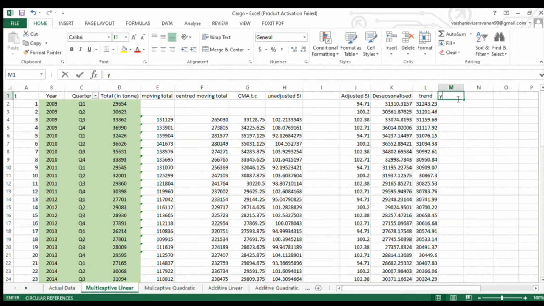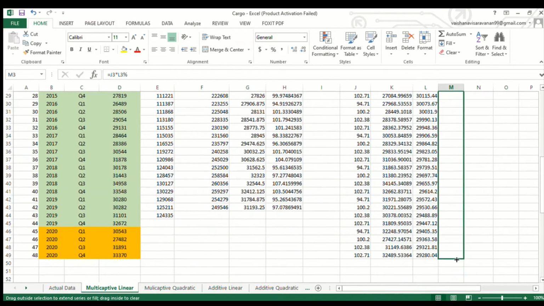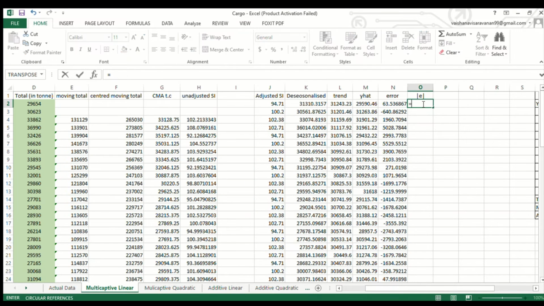Next is the y hat value. For the y hat value, we are going to times the adjusted SI with our trend percentage. So we take our adjusted SI and multiply it with our trend percentage. The Excel formula is ABS, and then in the bracket we add the value.